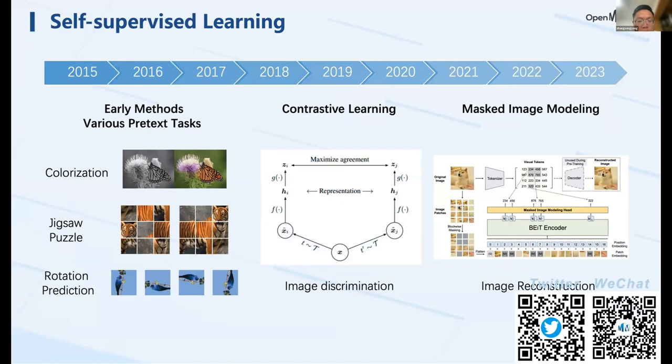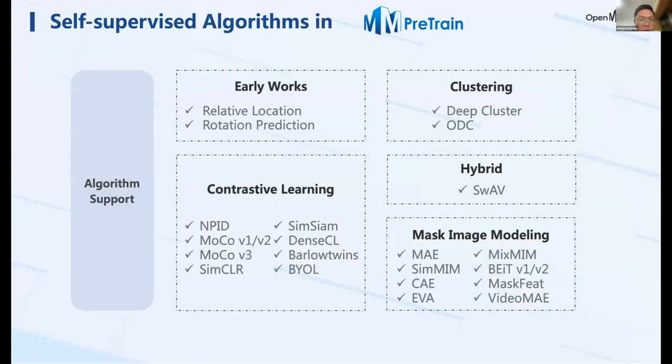Over the past few years, self-supervised learning has moved from the early works like handcrafted pretext tasks to contrastive learning, and recently masked image modeling has become a new trend in self-supervised learning. All those milestone algorithms are supported in MMPreTrain, from the early works to the contrastive learning works or the recent masked image modeling works.